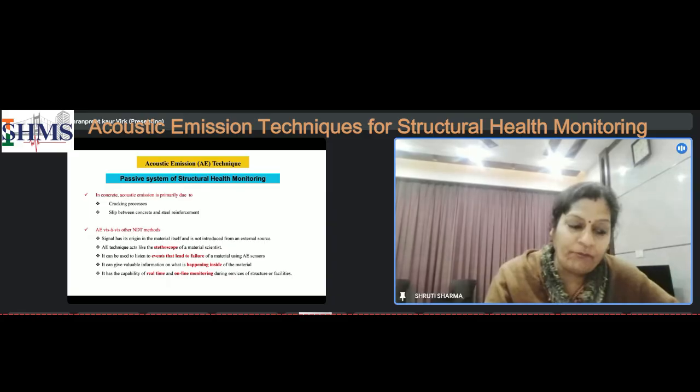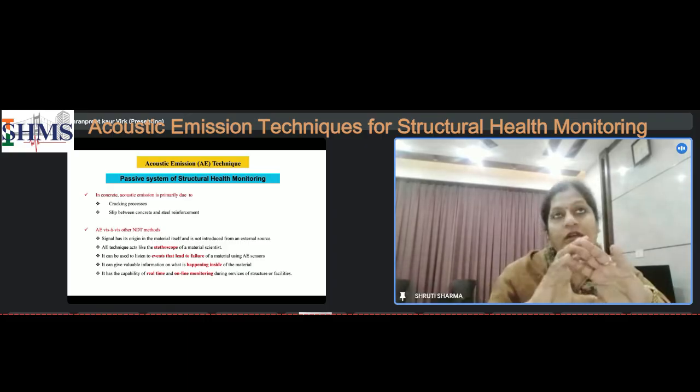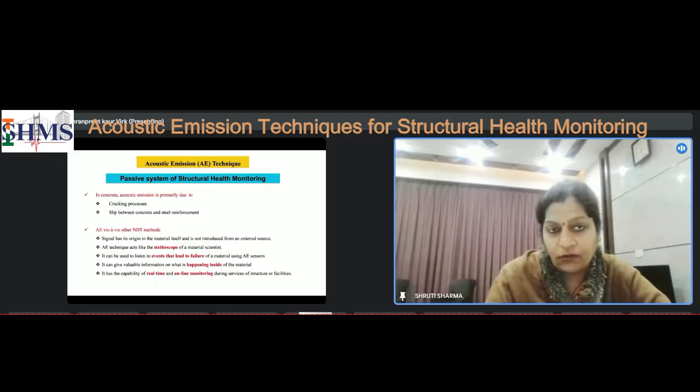Like in normal impact echo or ultrasonic techniques, we are sending the signals or exciting them. That's the active method. Here, we are just putting the sensor and listening to those noises which occur as a result of deformations. So it's a passive system. If we talk in totality, a combination of the active and passive system would work very nicely.